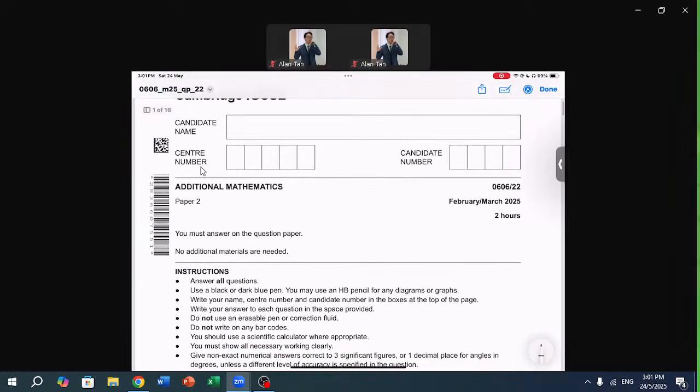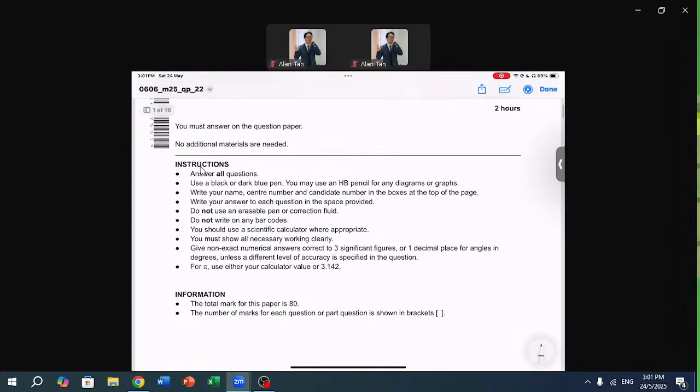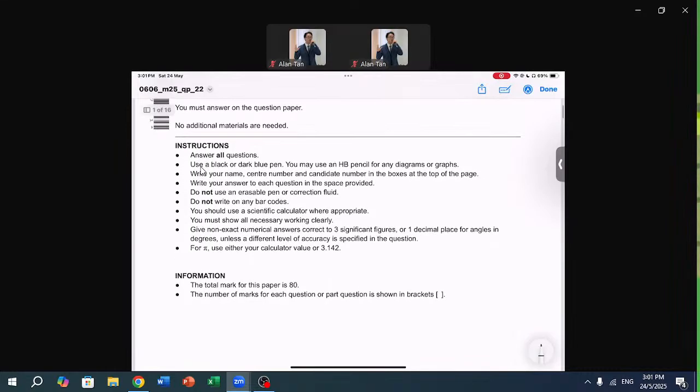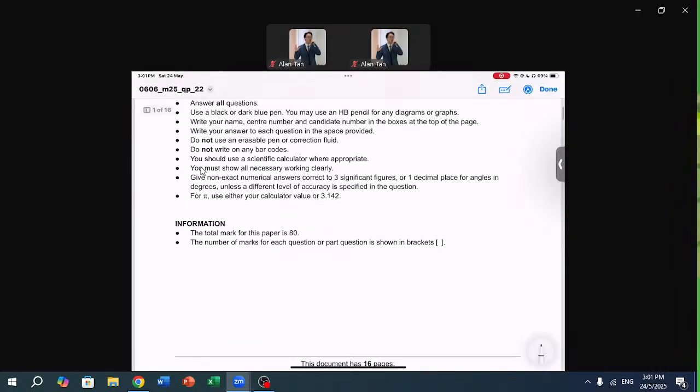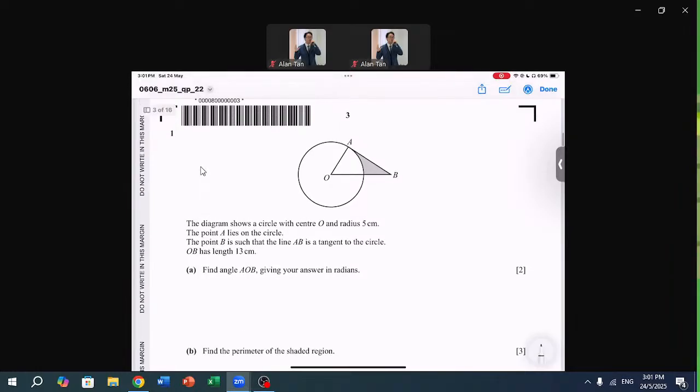So paper 2: answer all questions, use a dark black or dark blue pen. I have a dark blue pen over here. You may use an HB pencil for any diagrams or graphs. Write your name, center number, and candidate number. Do not write in the margins. Do not use an eraser pen or correction fluid. Do not write on any barcodes. For the value of pi, use your calculator or 3.142. For me, I like to still use 3 decimal figures in whatever cases, except for angles, so we'll be going with that. The formulas are given above here, and without further ado, let's get to it.